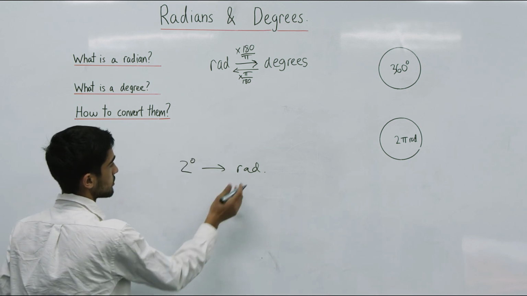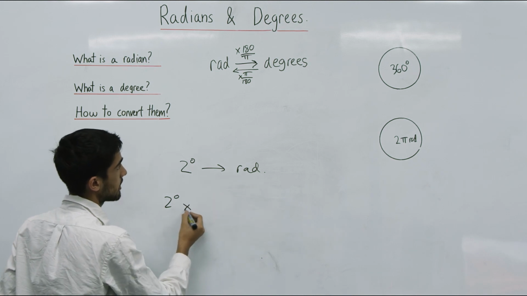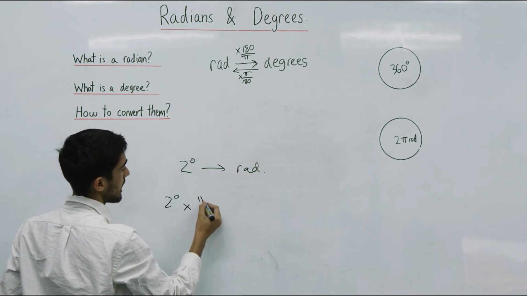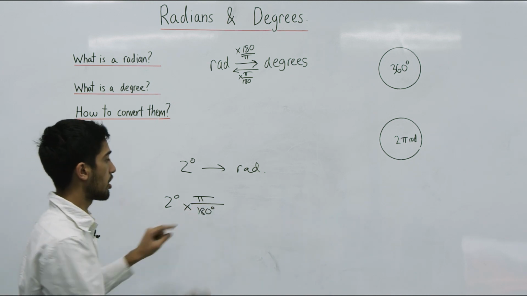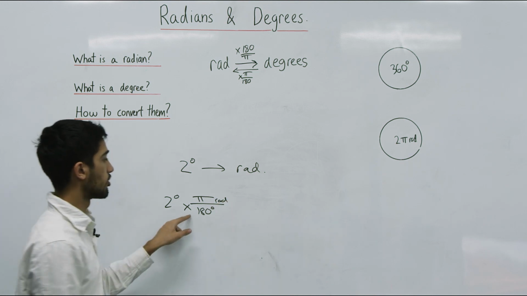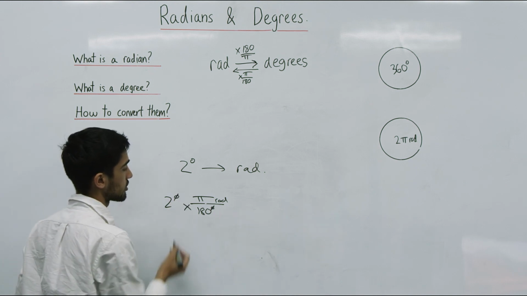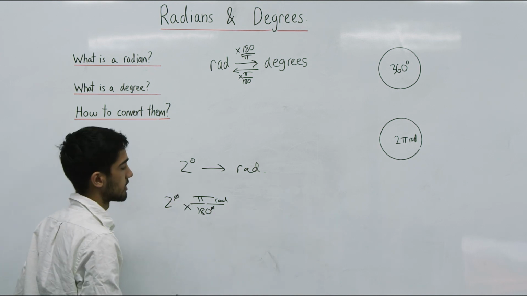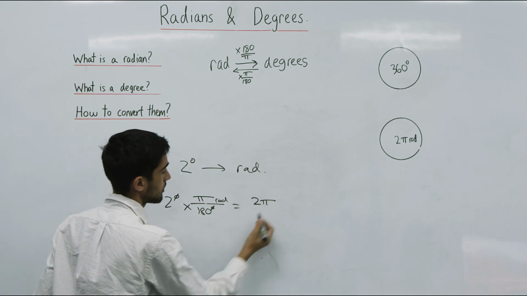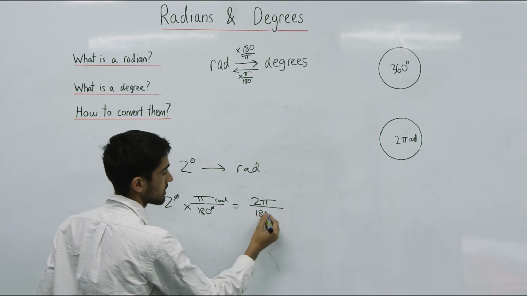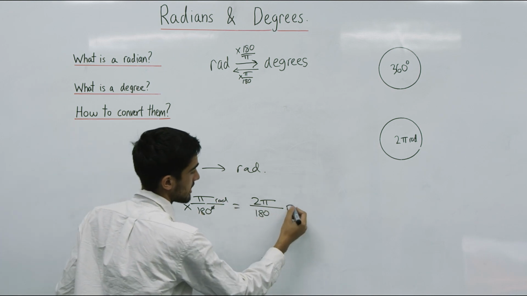Okay? So how do I do this? 2 degrees, and I'm converting it to radians, so I multiply by degrees to radians, pi divided by 180 degrees. Now, why does this work? On the top, we have pi radians. On the bottom, we have 180 degrees. What will happen is the degrees will cancel as a unit, and we'll be left with radians. And so when we simplify this, we get 2 times pi is 2 pi over 180. And what we're left with, the degrees have cancelled, is radians.